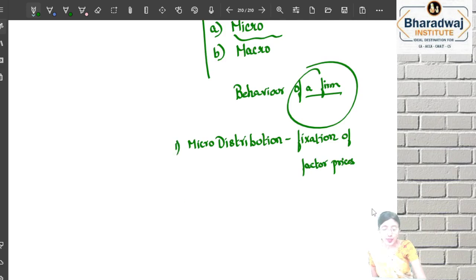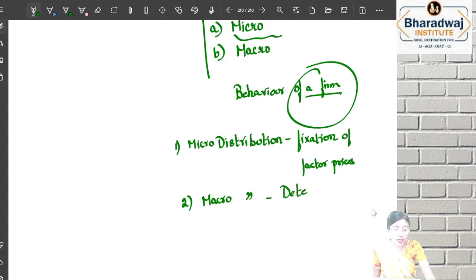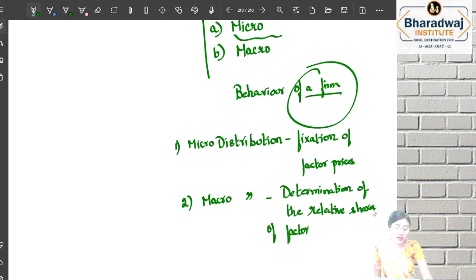Okay. What is macro distribution? Macro distribution is the determination of the relative shares of the factor rewards in the total national income. So determination of the relative shares of the factors of production in the national income or total income.